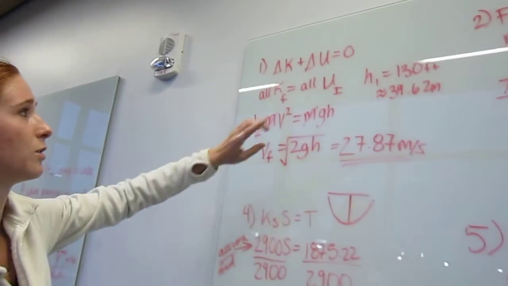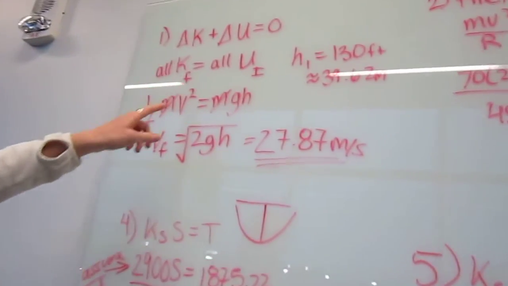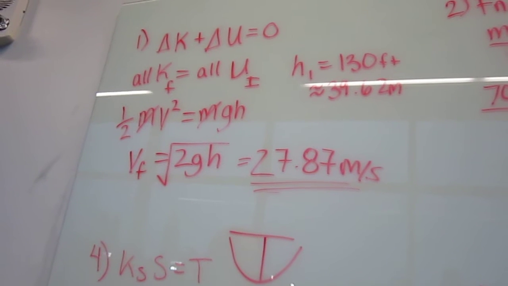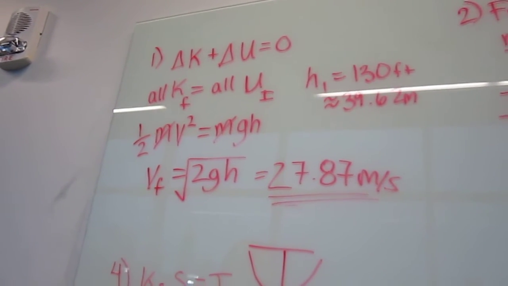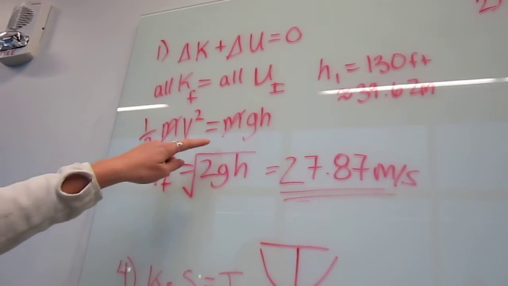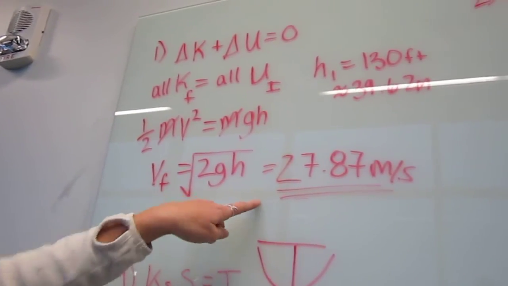So here we know that delta K and delta U are equal to 0 because the KS is equal to the U initial. The U initial is the potential initial. It's all potential at the beginning because you don't have any momentum and there's no velocity. The 1/2 mv squared is the KS that you have, and the mgh is the U initial. You just rearrange that to get your V, and you get 27.